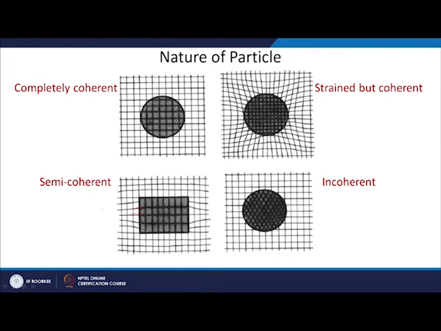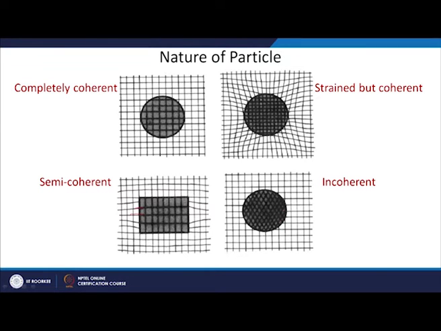For example, if you take this as the x direction, in the y direction the arrangement is coherent, but in this interface it is semi coherent, some dislocations are there. And in case of incoherent, you can see that the grids are totally different. The grid in the precipitate is totally different than the matrix. And again you can see that it is trying to have a spherical shape. So we started with a spherical shape, and in the incoherent phase also we are trying to have a spherical shape.